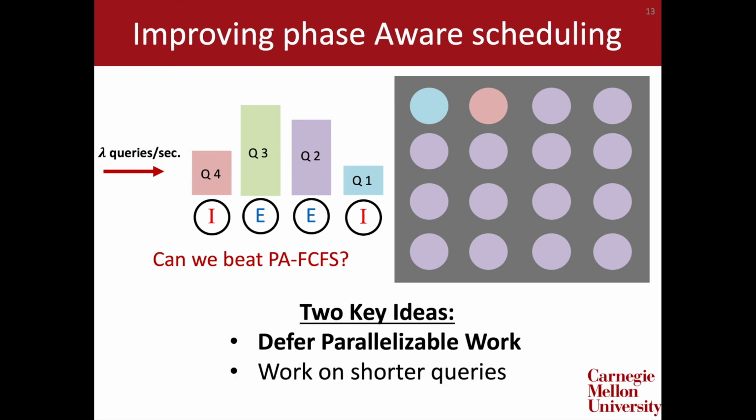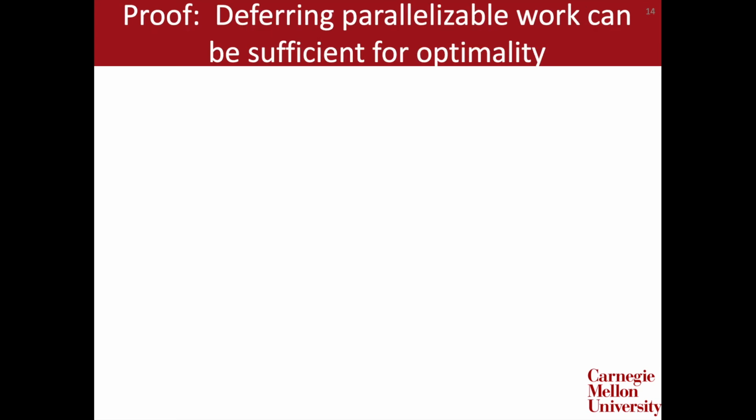The second of our key ideas here is that we might want to prioritize shorter queries. That is, we might want to work on queries with smaller remaining total sizes, since this is generally known in the scheduling community to reduce mean response time. Now you'll notice that I've bolded the first of our two key ideas here, and that's because we can actually prove that under certain conditions, just deferring parallelizable work can result in an optimal phase-aware scheduling policy.